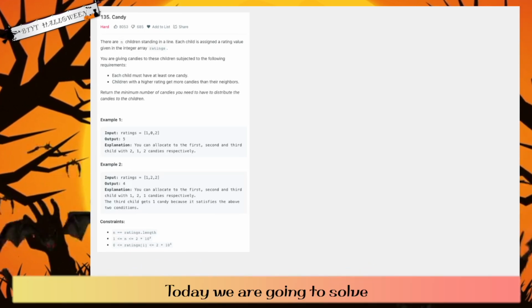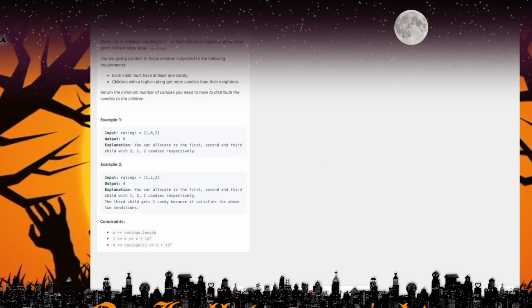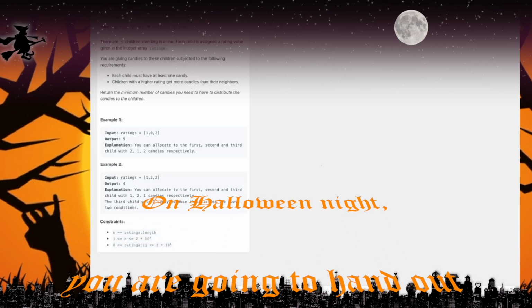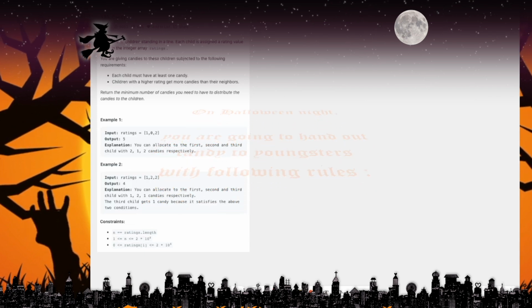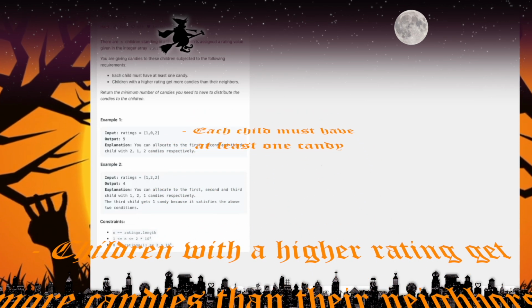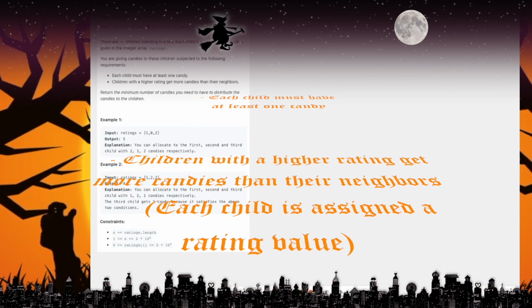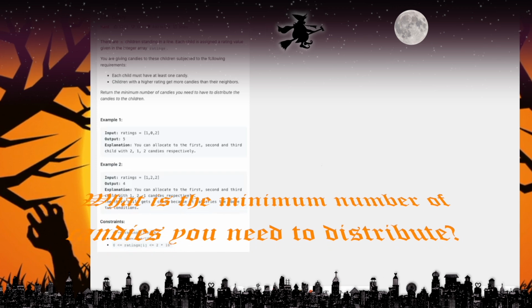Today we are going to solve a problem. On Halloween night, you are going to hand out candy to youngsters with the following rules. Each child must have at least one candy. Children with a higher rating get more candies than their neighbors. What is the minimum number of candies you need to distribute?